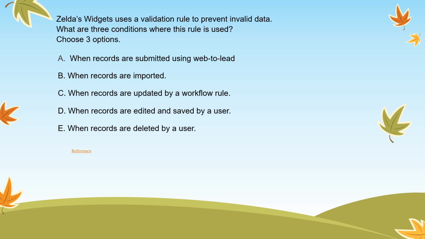So A, when records are submitted using web to lead, same thing. When you do web to lead, it is submitting a record or creating a record, and when a record is created, it starts the validation rule. So I'm going to say that it's A, B, and D.